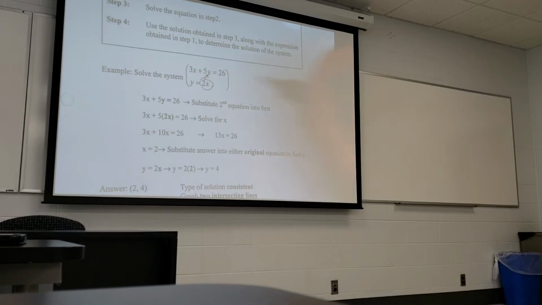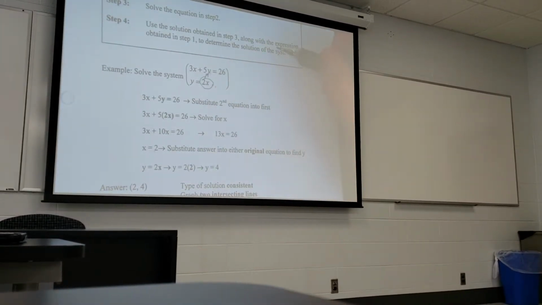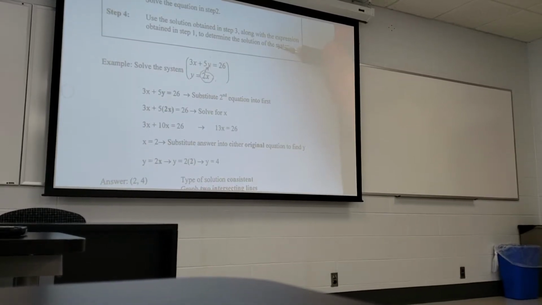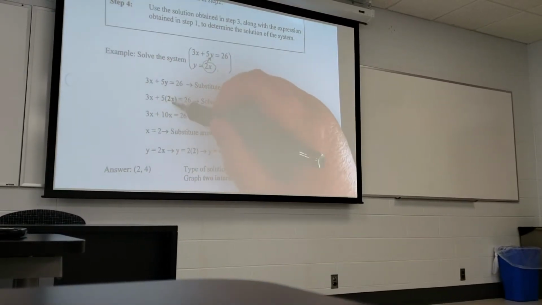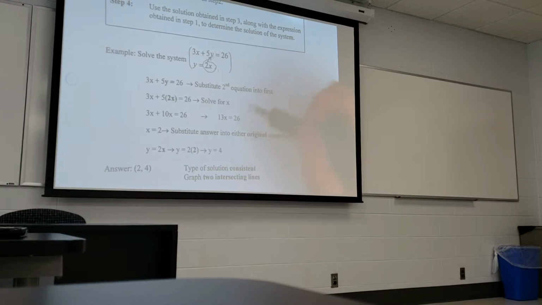The second equation says, by the way, y is equal to 2x. Yeah, it has to be stated. So 5 times 2x is 10x, and 3x plus 10x is 26. Solve for x: x is 2.